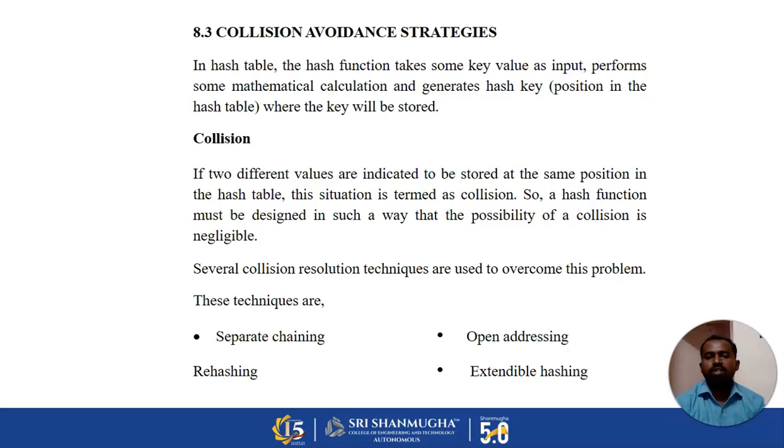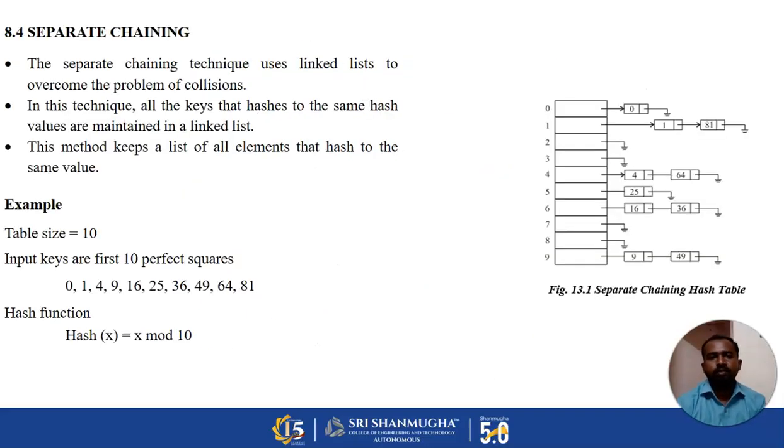So several collision resolution techniques are used to overcome this problem. These techniques are separate chaining, rehashing, open addressing, and extensible hashing. Separate chaining: the separate chaining technique uses a linked list to overcome the problem of collision. In this technique, all the keys that hash to the same hash value are maintained in a linked list. This method keeps a list of elements that hash to the same value.